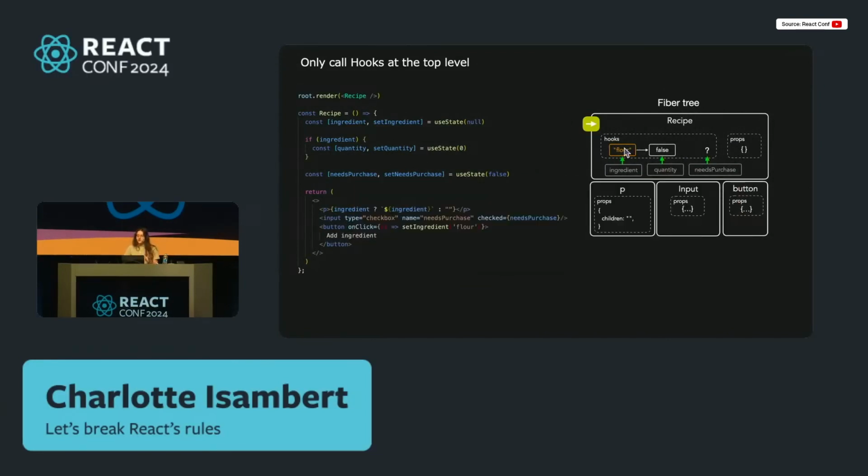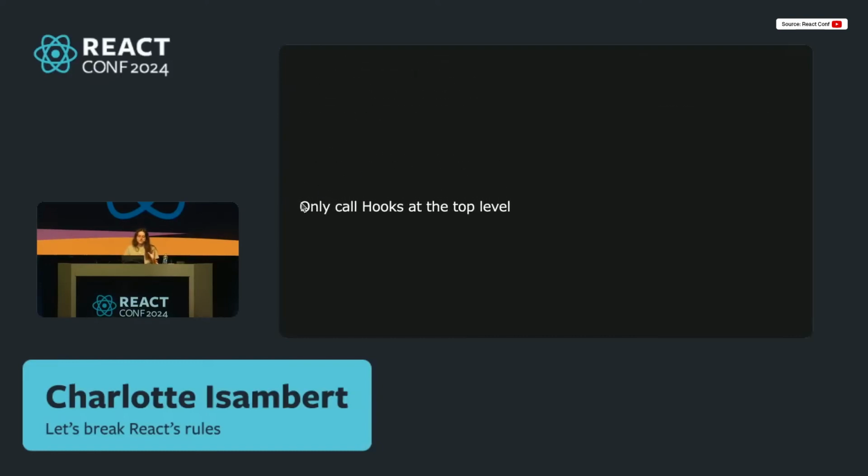Hooks store their value in a linked list where every value points toward the next one. They're all interconnected in this linked list. So if you call a hook conditionally, you change the order, you break your app. This is what happens if you break this first rule of hooks: only call hooks at the top level.